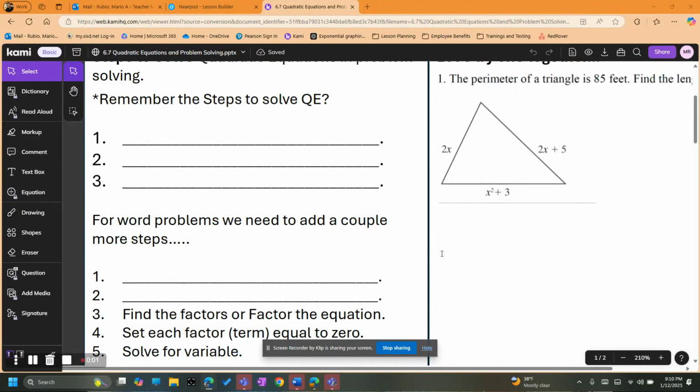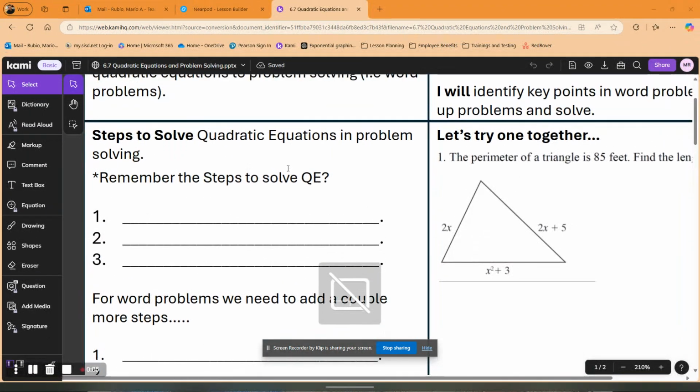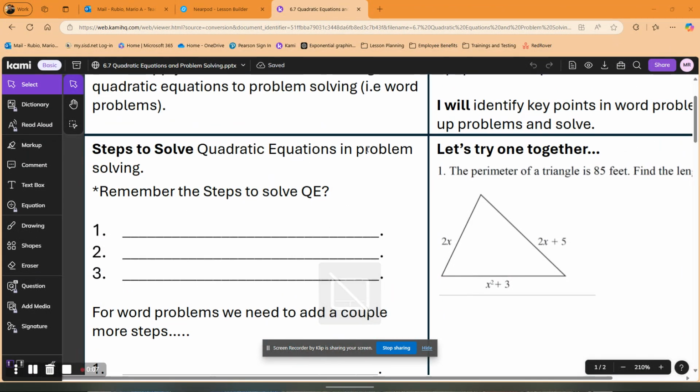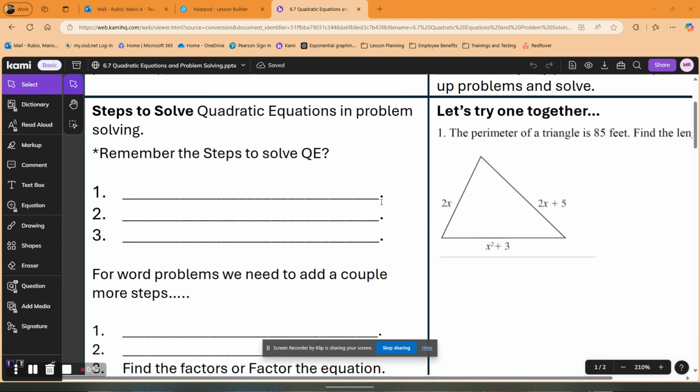Hello everybody. In this section, we're going to be looking at objective 3, steps to solve quadratic equations and problem solving. And we're going to try one together. So the first thing we need to understand is what are the actual steps to solve quadratic equations. So remember, what are the steps? Well, we covered that last week.